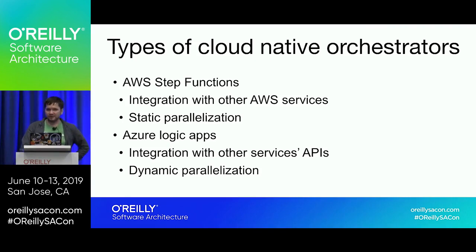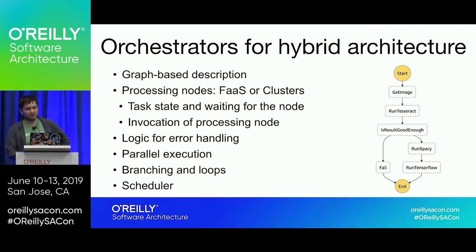If we are speaking about specific features of orchestrators, you define a graph-based description of how your workflow looks, then you define a task on each step, and you can add custom logic. For example, if a step failed, you can retry it depending on the error type it produced, and so on. Or you can have parallel execution, branching out, or loop logic. So you can be pretty flexible.